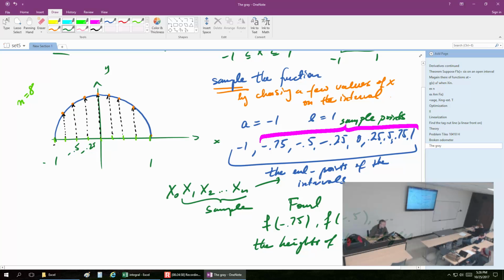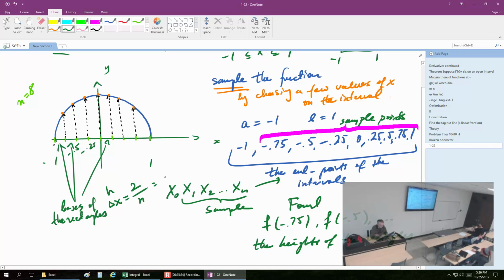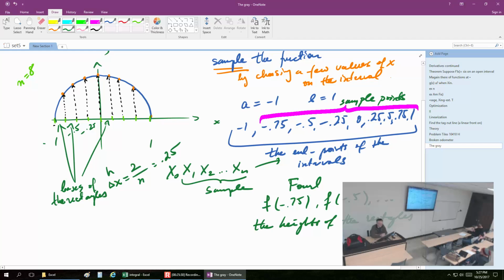Now if you want to visualize just the way Excel did, these are the bases of the rectangles. They happen to have the same length the way I have chosen, so they're usually denoted by h or delta x. It is the length of the interval divided by the number of intervals, so it is 0.25. Now I'm combining the bases, 0.25, with the heights, in order to compute the areas. But before I do that, let me still plot these.